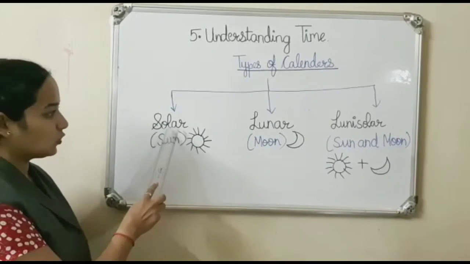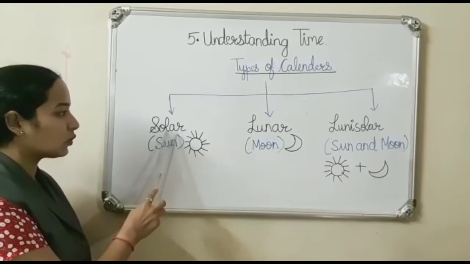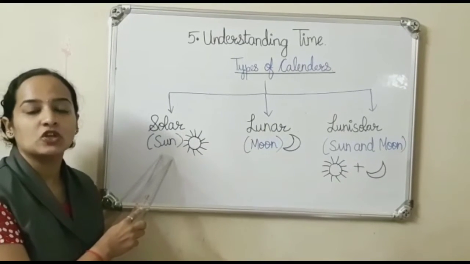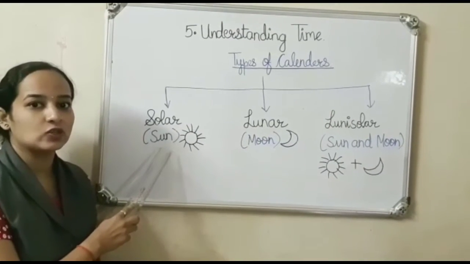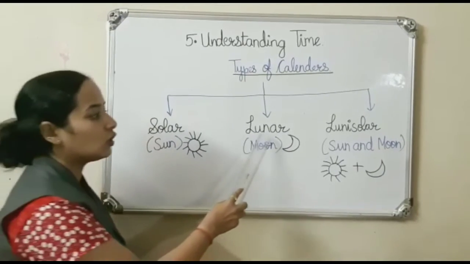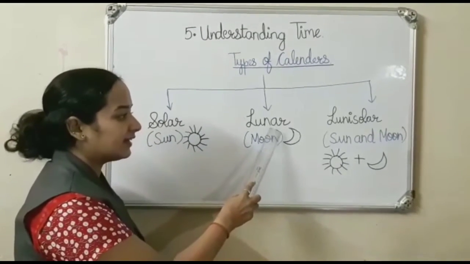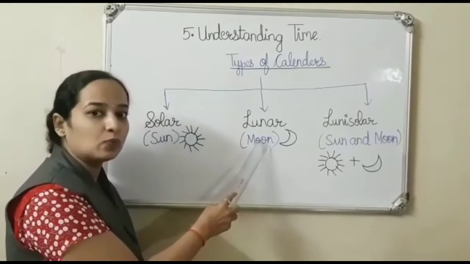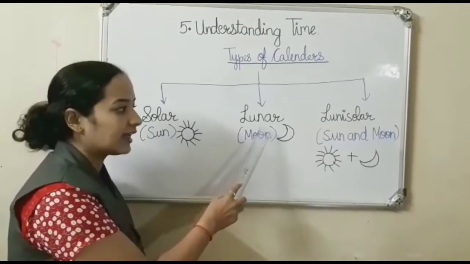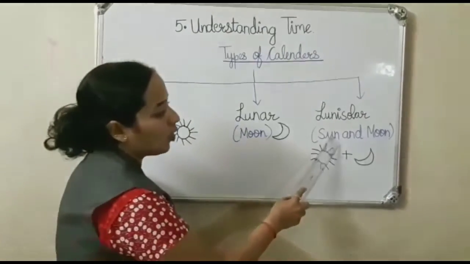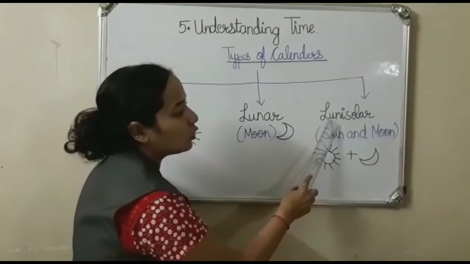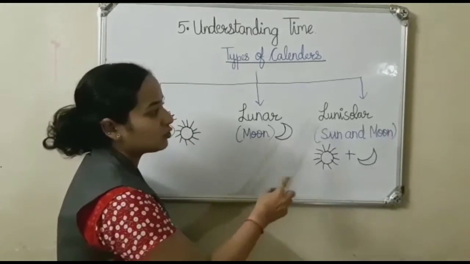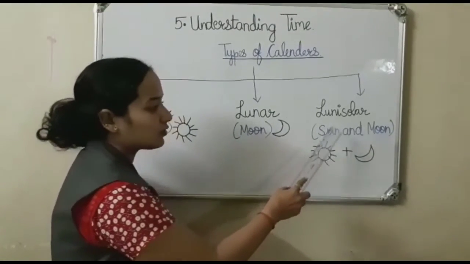The first type is the solar calendar. The word solar comes from sun. It takes into consideration the position of the sun, and that is why it is called a solar calendar. Next one is the lunar calendar. The lunar calendar takes into consideration the position of the moon. So it is based on the moon and it is called a lunar calendar. A combination of sun and moon is called a lunisolar calendar. Luni comes from lunar, which means moon, and solar comes from sun.